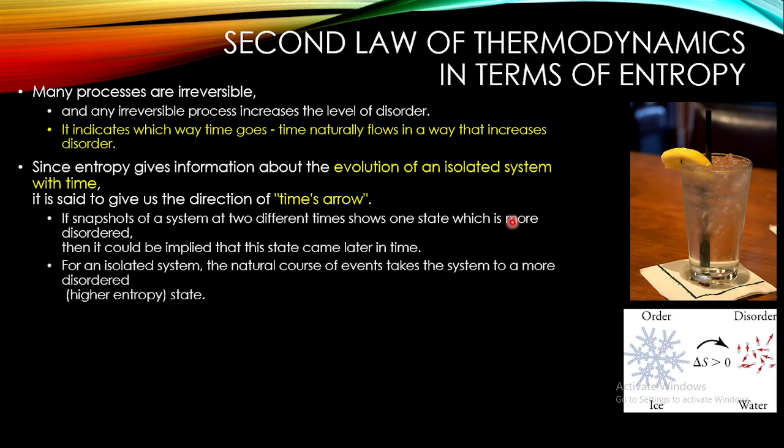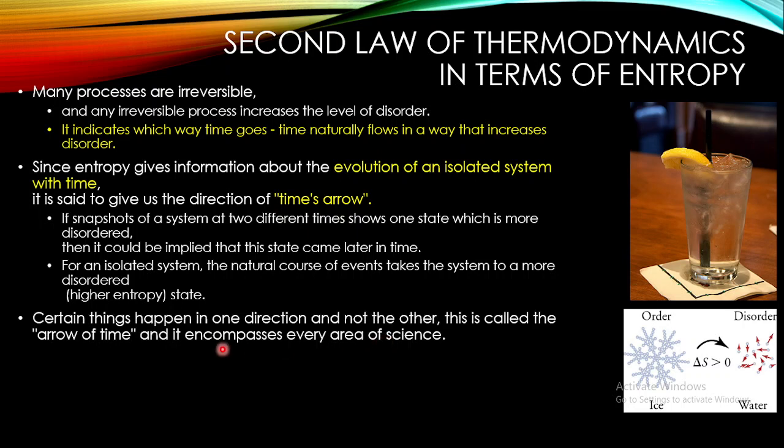Okay, so for an isolated system, the natural course of events takes the system to a more disordered state. For any system, it always tries to increase the disorderness, which means it tries to increase entropy in the system. So certain things happen in one direction and not the other, and this is called the arrow of time, and it encompasses every area of science.